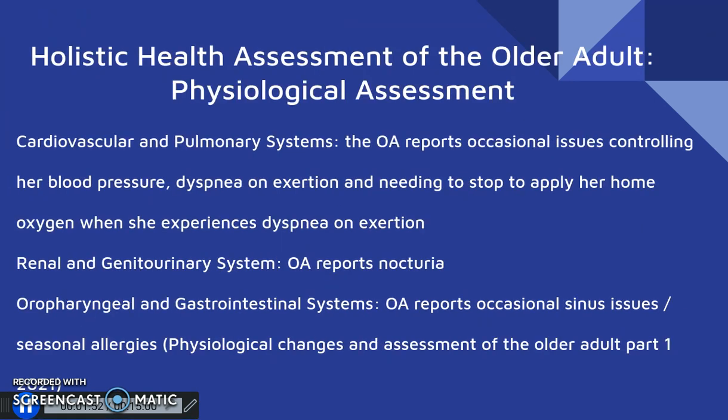Our physiological assessment includes reviewing her cardiovascular and pulmonary systems. The older adult reports occasional issues controlling her blood pressure, dyspnea on exertion, and needing to stop and apply her home oxygen when she experiences dyspnea on exertion. Renal and genitourinary systems: OA reports nocturia. Oropharyngeal and gastrointestinal systems: OA reports occasional sinus issues, seasonal allergies.